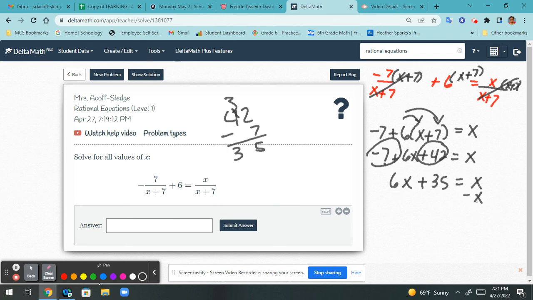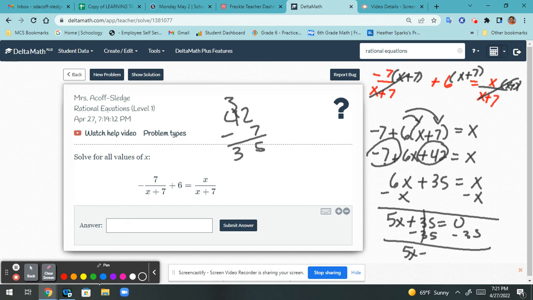Now I'm going to subtract x from each side, and I get 5x. 6x minus 1x is 5x plus 35 equals 0. And then I'm going to subtract 35 from each side. I'm doing algebra now. And 5x equals minus 35. And then divide both sides by 5, and x is equal to minus 7. I know that's a good solution.